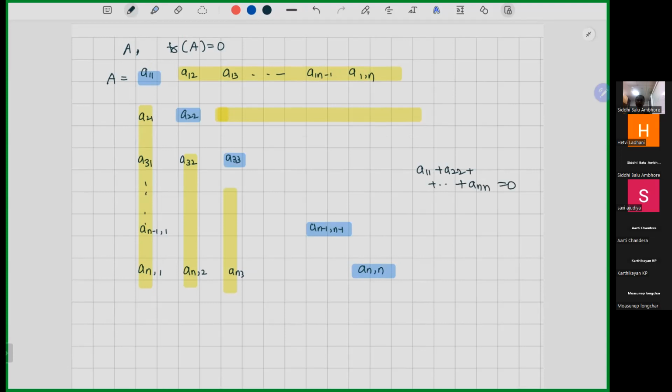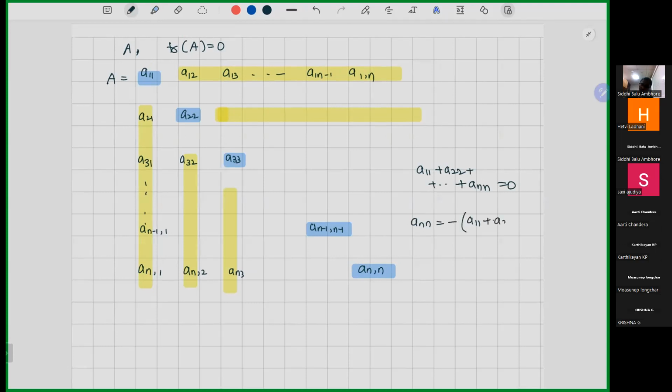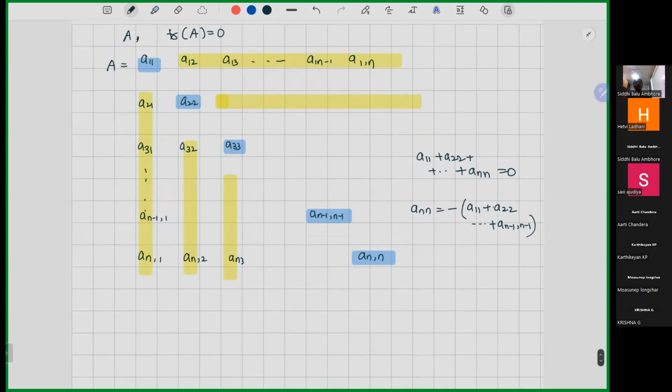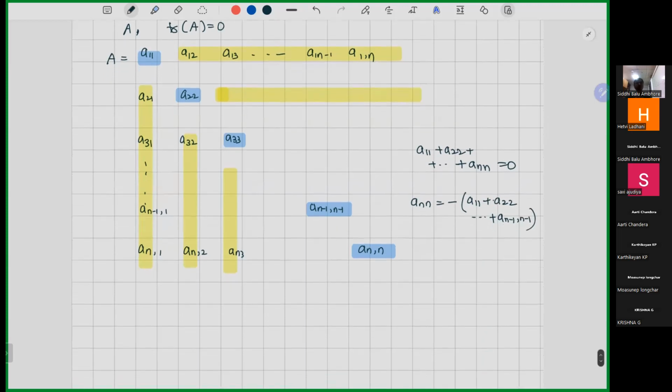Okay, so what I can do is, let these n minus 1 terms in the row be anything you want. And what I will do is, this last term, ANN, I will choose to be minus of A11, A22, up to AN minus 1, N minus 1. Then the trace will always keep on getting 0. Okay? Is there any doubt here? Like how this is happening?